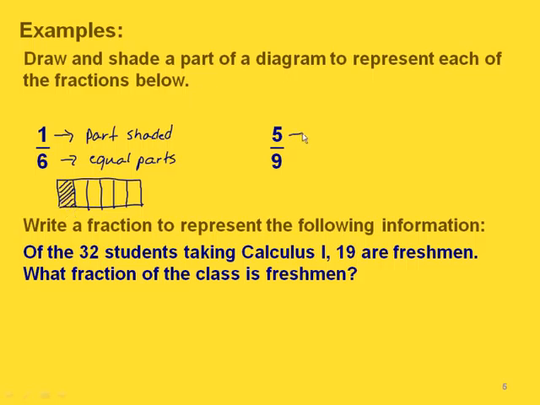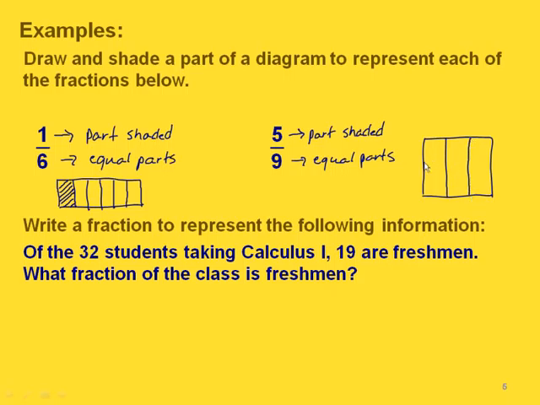So here's our picture. Okay, in this one we have 5 for our numerator, so that's the part that's shaded. We have 9 for our denominator, so that's the number of equal parts we want to have in our picture. Let's do this one as a big square. So here we have 9 equal parts, and to represent this fraction we're going to have to shade 5 of them. So there's 1, 2, 3, 4, 5.